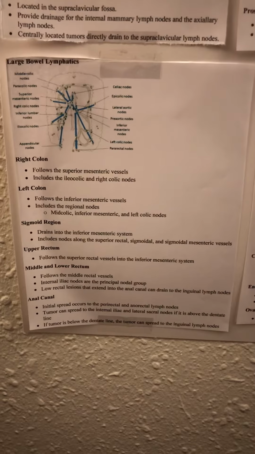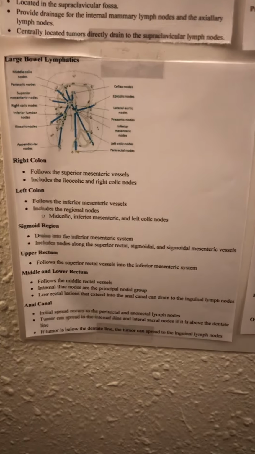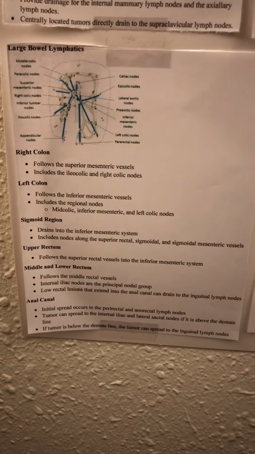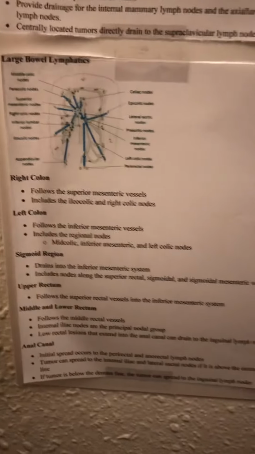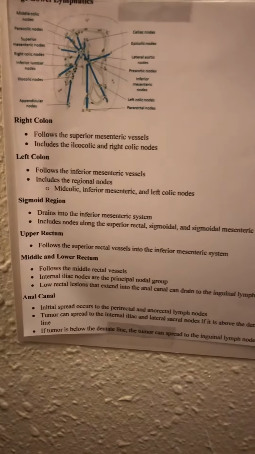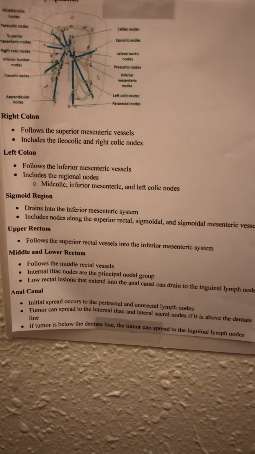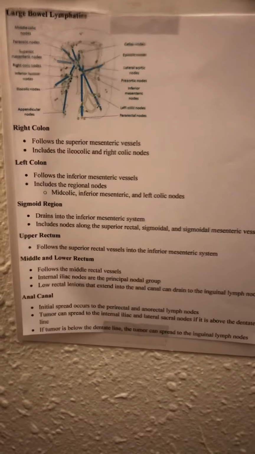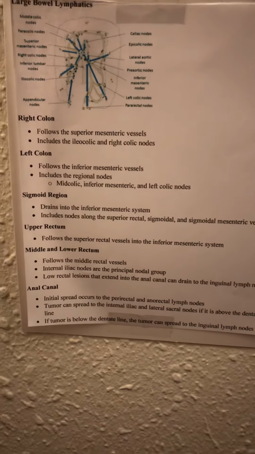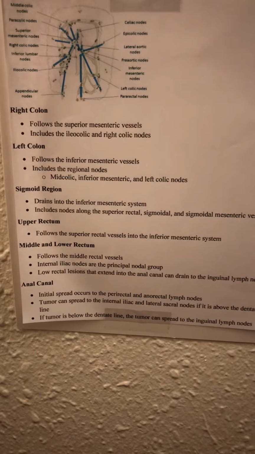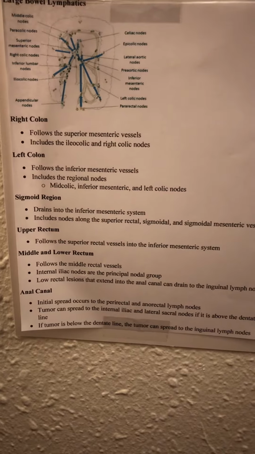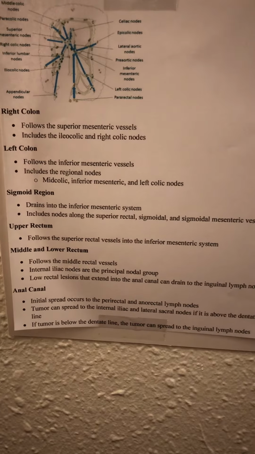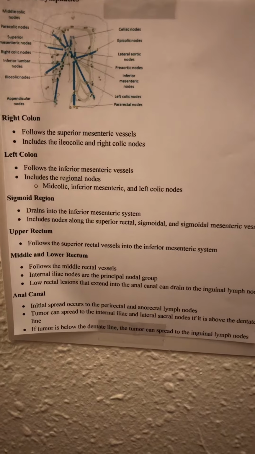Next, we will go to the large bowel, and so here we'll start off with the colon, move to the rectum, and then finish with the anal canal. And so the right colon, you can see here, it follows the superior mesenteric vessels, which includes the ileocolic and right colic nodes. The left colic follows the inferior mesenteric vessels, and then the regional nodes there are the mid-colic, inferior mesenteric, and left colic nodes.